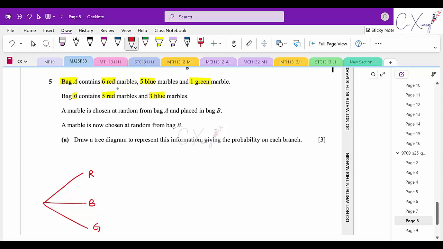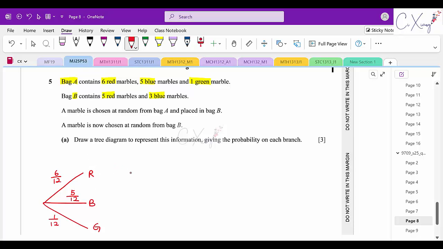You are having 6 red marbles there. Therefore, the probability of getting the red marble is 6 over 12. To get the blue one would be 5 over 12. To get the green is 1 over 12. Okay, so let's continue with the first case first. Let's say you imagine you get the red marble from bag A. You put it into bag B.